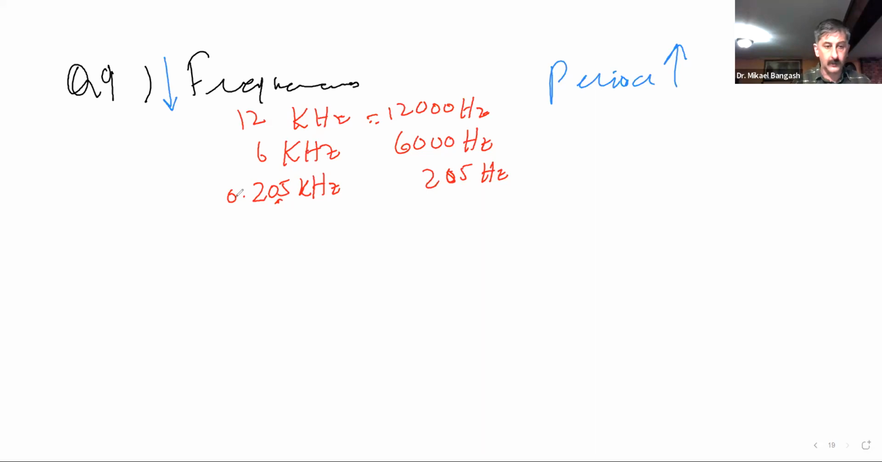And then you have 1 kilohertz, which is just 1,000 hertz. So the only thing you have left to do is look for the smallest number, which is 205, which will have the greatest period of all these.